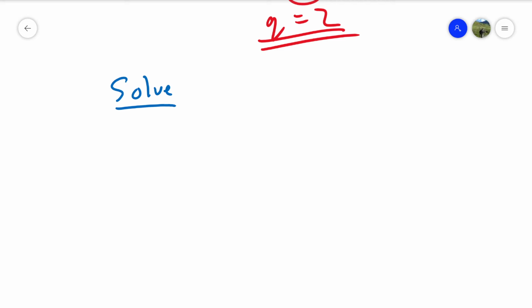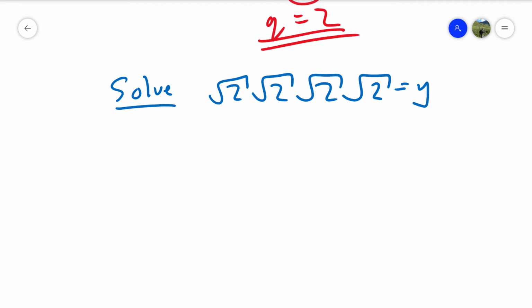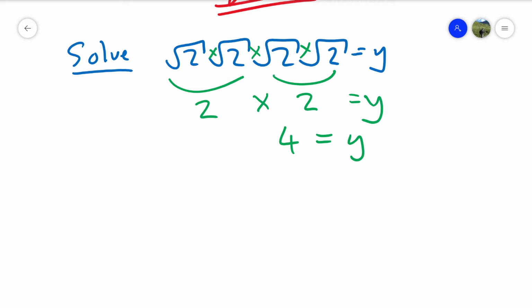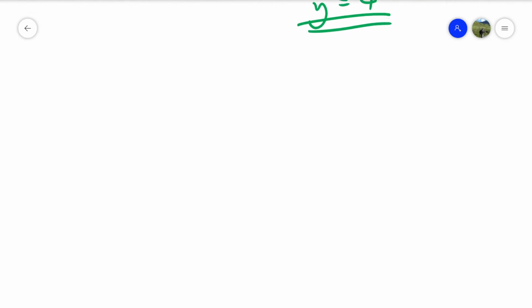Here's another solve question. Have a go in your own time. What's the square root of 2 times the square root of 2? It's 2. Let's stick a times sign in the middle, because remember there's effectively a times sign in the middle of all of those. Equals y. So 4 equals y. It really bugs me. I want to write it around the other way. y equals 4. That's the answer.